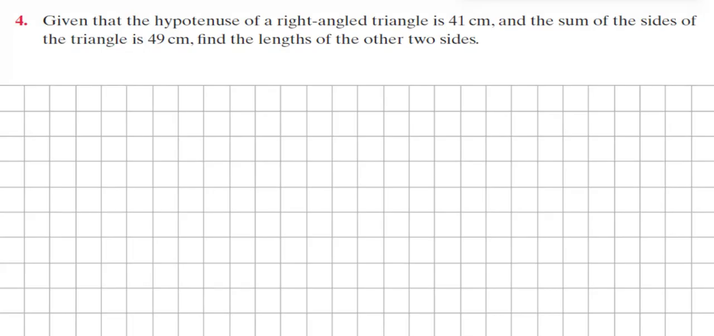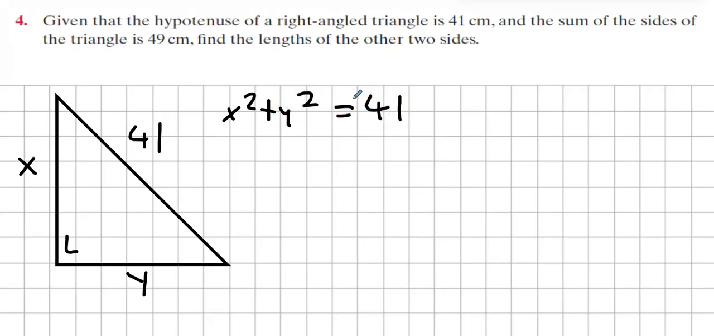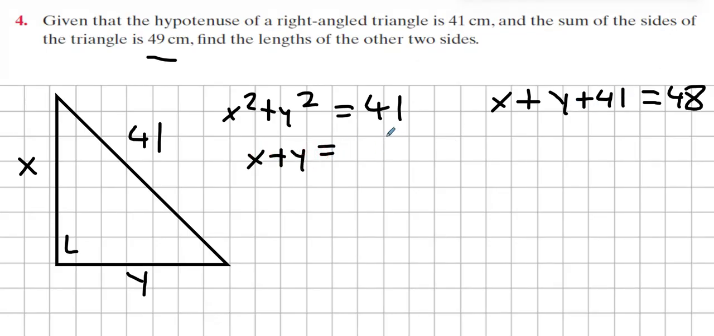So you draw yourself a right angle triangle. It doesn't have to be to scale or anything. The hypotenuse is 41, and the other sides will be called x and y. Is that right? And we'll just say that x squared plus y squared equals 41 squared, which it does. However, the sum of all three sides equals 49. That means x plus y plus 41 equals 49. This then means that x plus y equals 8.